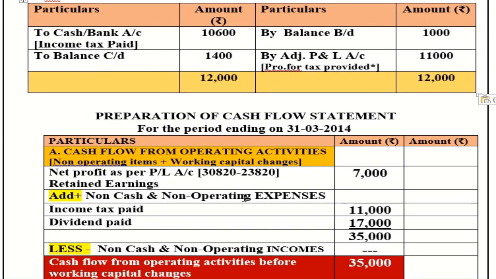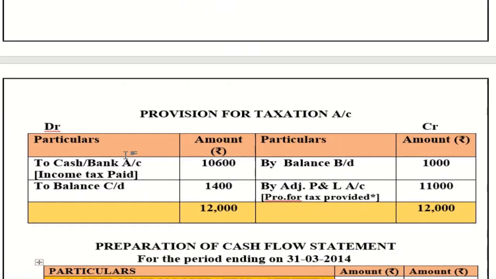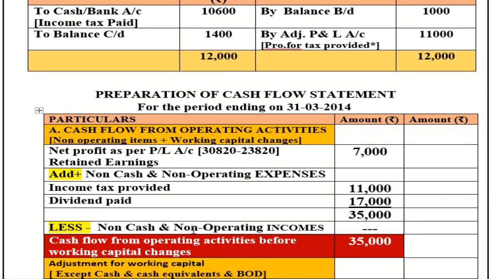Then add non-cash and non-operating expenses. You already told that's income tax provided, that is 11,000. And dividend paid, the adjustments are given there. There is no account here. Dividend paid can come in operating activities or financing activities. So dividend paid 17,000. Just make the total, 35,000. There are no non-cash and non-operating incomes like profit on sale of building or profit on sale of investment; no adjustments are given to us. So 35,000 minus 0, you will get 35,000. So it will be called cash flow from operating activities before working capital changes.